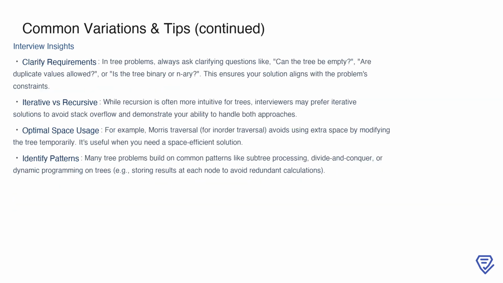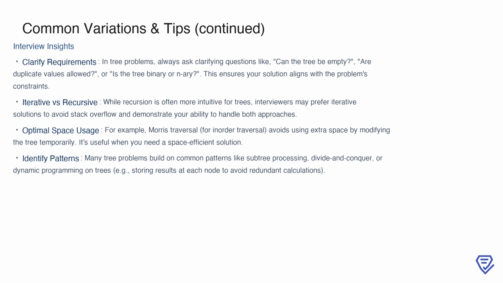In interviews, there are key strategies to keep in mind when working with tree problems. First, clarifying the requirements is crucial. Ask questions such as whether the tree can be empty, if duplicate values are allowed, or whether the tree is strictly binary or more general like an n-ary tree. This ensures your solution aligns with the constraints of the problem.